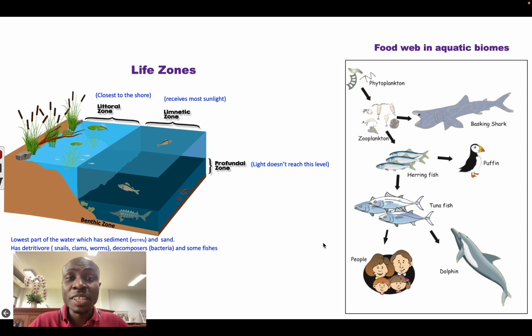So this is the freshwater biomes. There are two types. We've looked at wetlands and lakes, and I hope this is helpful. Thank you very much.